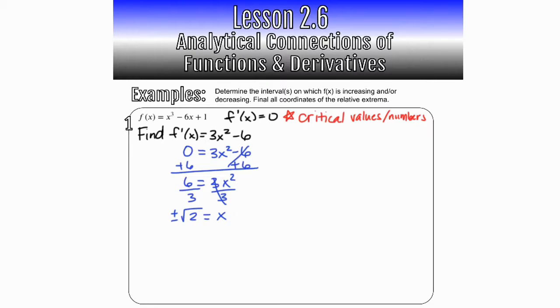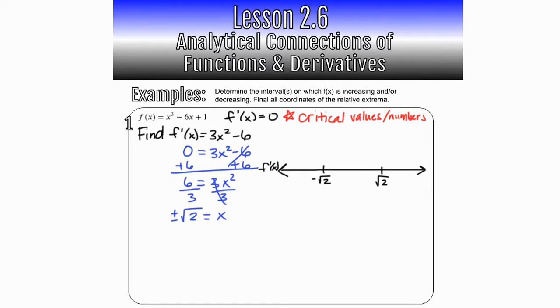So what we're going to do now is make a number line graph. So let's look and see. If I have my number line right here, I'm going to plot my critical values there. So I'm going to have negative square root of 2 here, and then the positive square root of 2 here, obviously with 0 in between there. And what I'm going to do is see where it is increasing or decreasing based on the derivative. So this is going to be f prime of x.